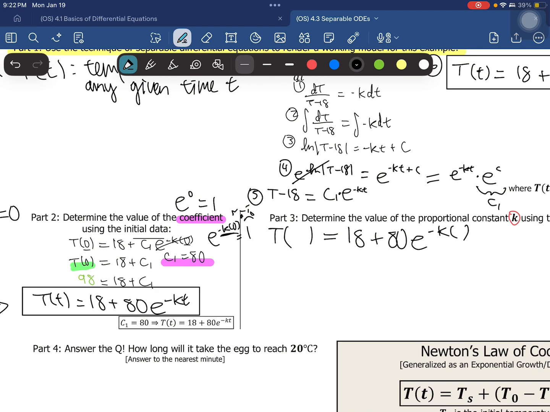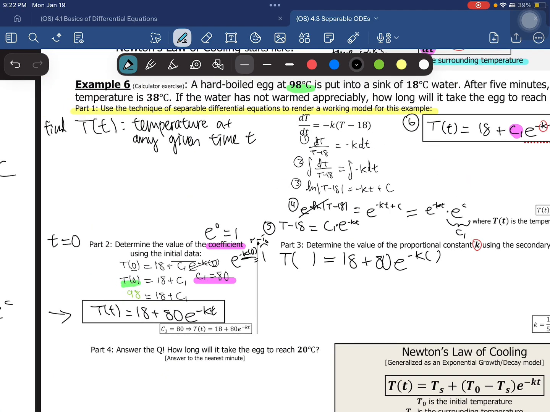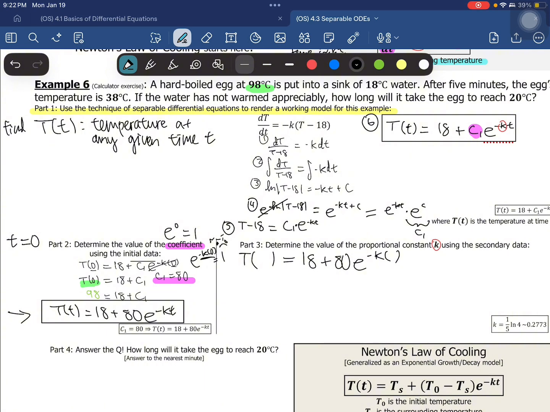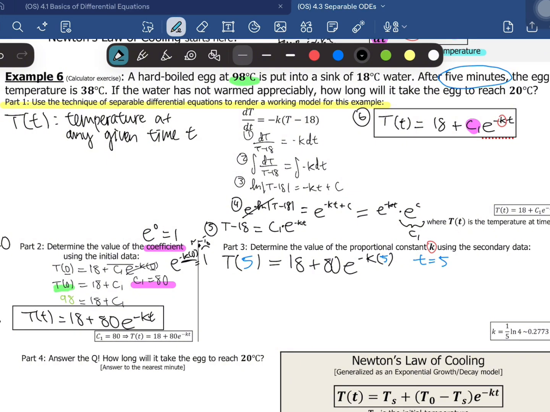What we need is a different number, a number in which the time is not 0. Are we given that? Yes, we are, because it says after 5 minutes up here. After 5 minutes, so we know that we can use t equals 5. And are we given what the temperature after 5 minutes is? Yes, we are. 38 degrees Celsius. Perfecto.